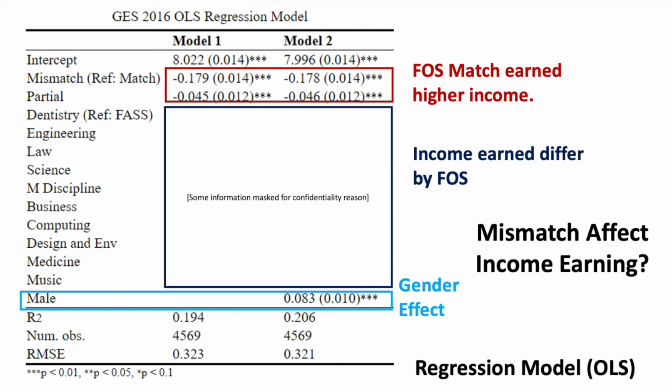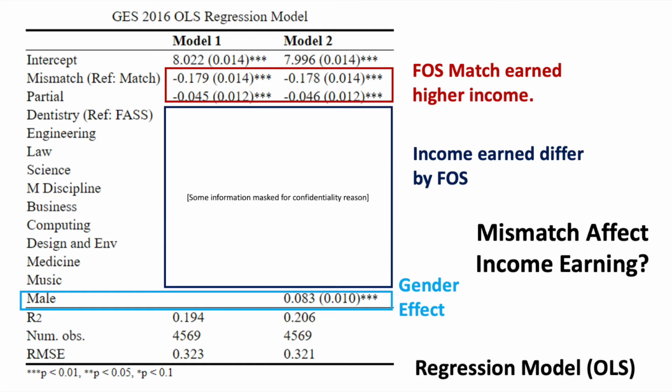From here we can see that in comparison to the match group, the log income, which is the dependent variable, shows a negative sign here, which means that the mismatch group and the partial group in general earn less than the match group. Similar findings can be found in model 2 as well.